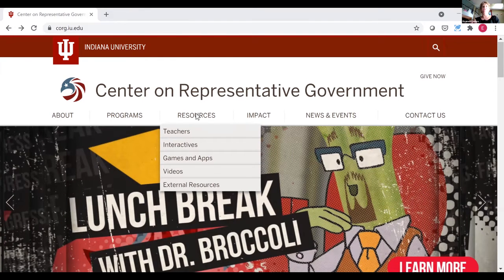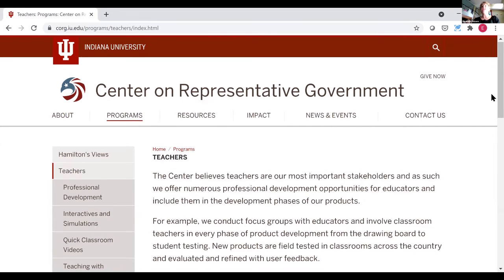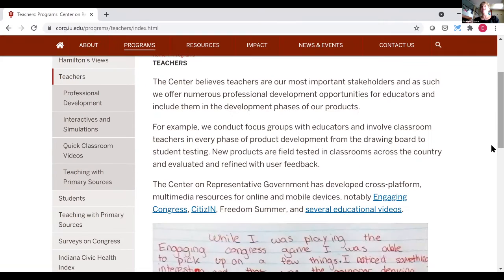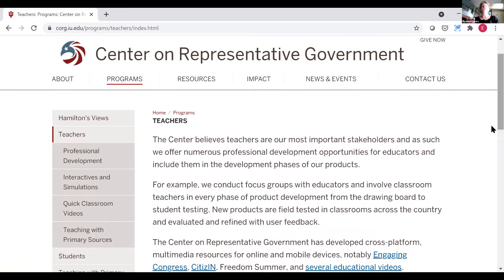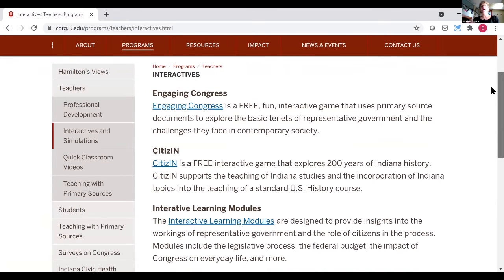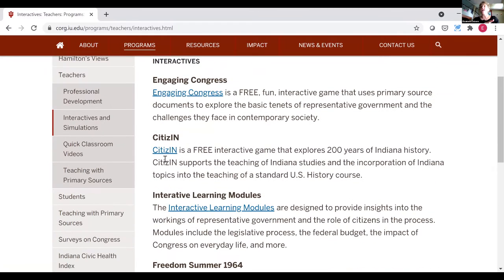And here's where you're going to have my spider fingers, guys. I'm going to click on teachers, because from the teachers page, you can go over to the side menu and access most of the things that I wanted to show you. I wanted to start with the interactives. We have a series of interactives besides Engaging Congress. We also have Citizen, which is an interactive game that focuses on primary sources and content from Indiana to teach national issues.